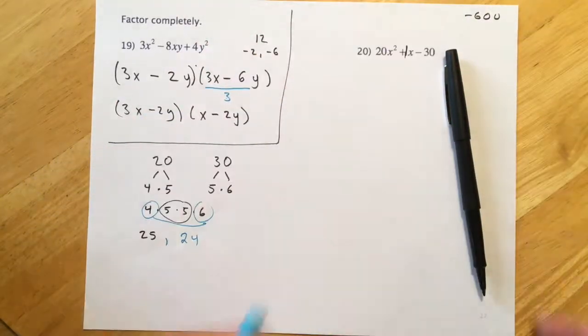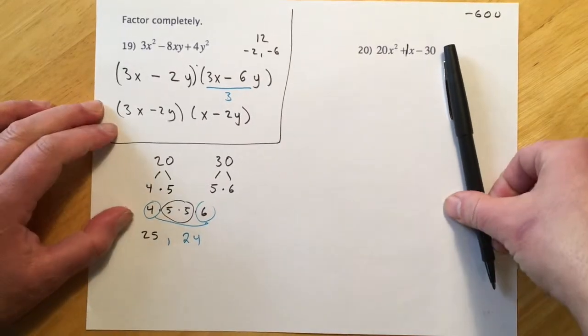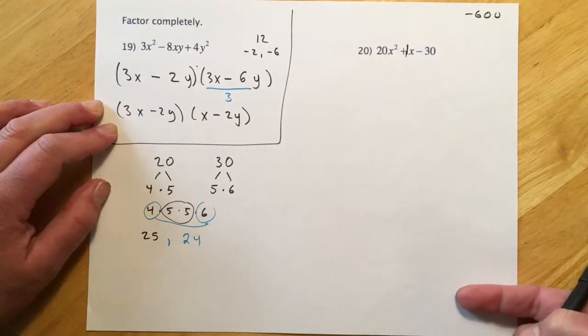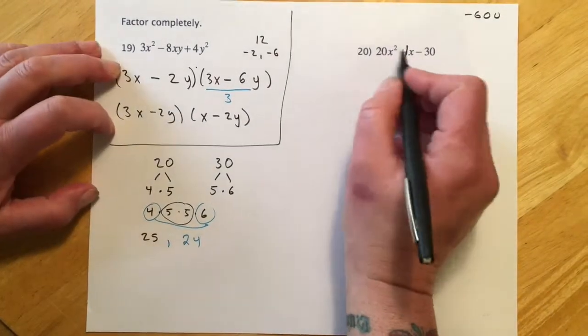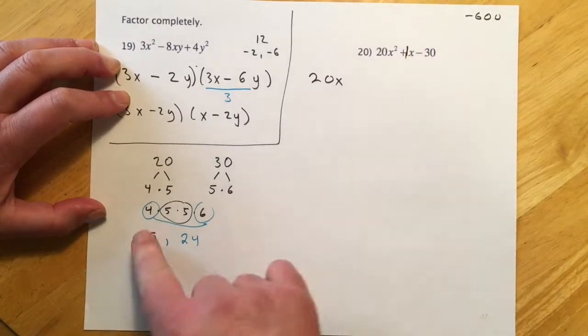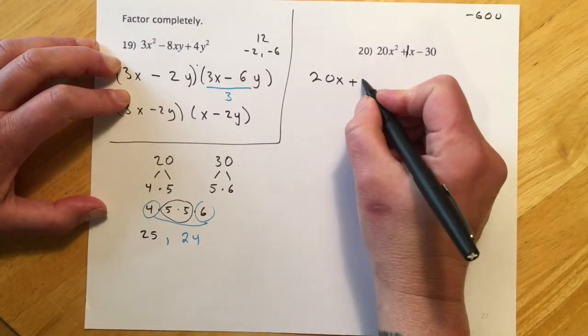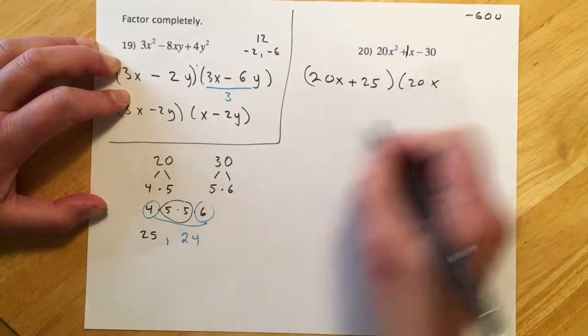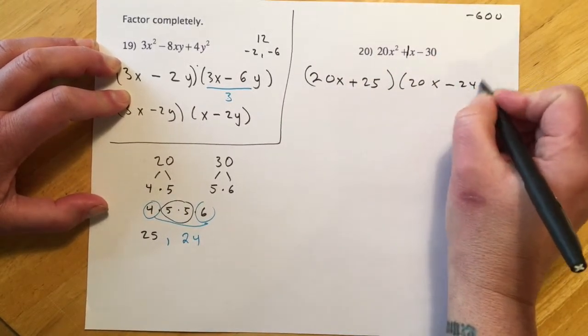So that was a lot easier than making the big list. Sometimes it's harder to spot than with those. Sometimes it's just that easy. But it's generally going to be better than running down all the possible factors of 600. So coming back here, I'm going to have a 20x, and then which one? My 25 is going to be positive because it's a plus 1. And then I'm going to have that other 20x, and then that's going to be my minus 24.